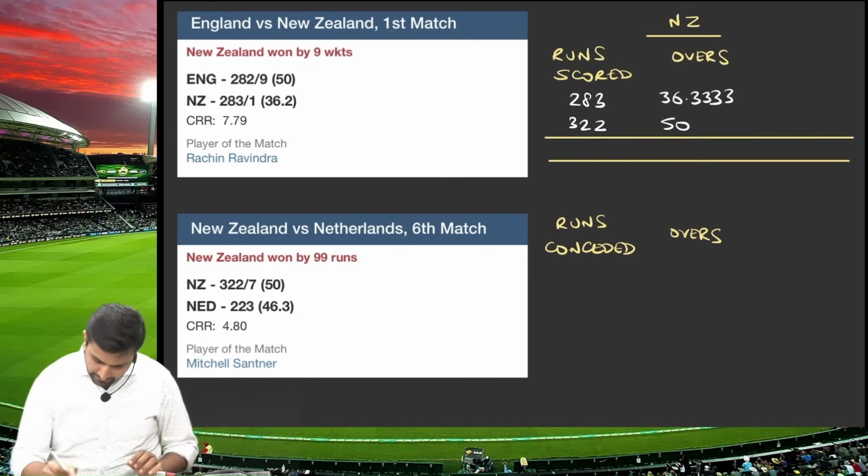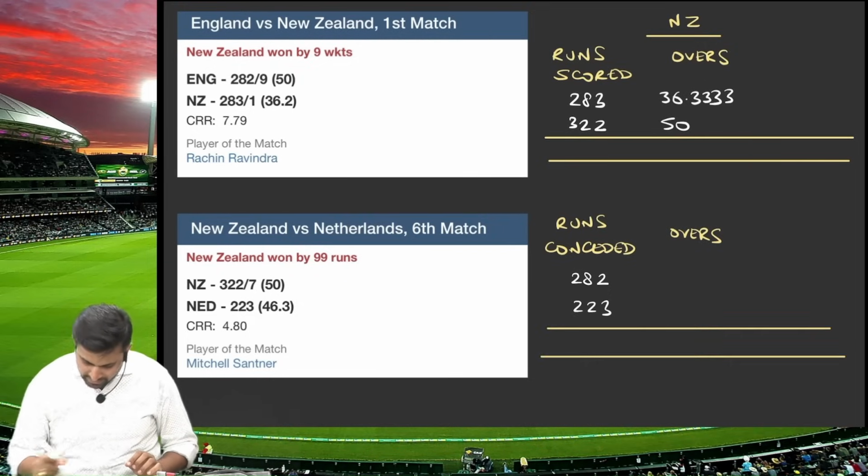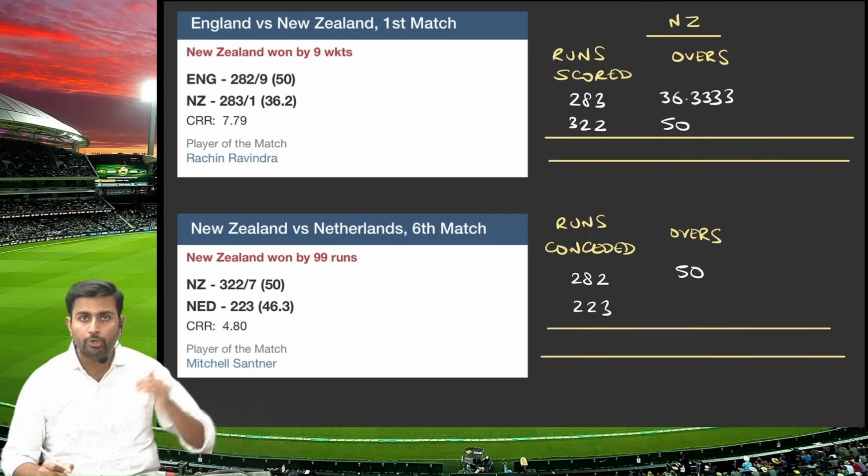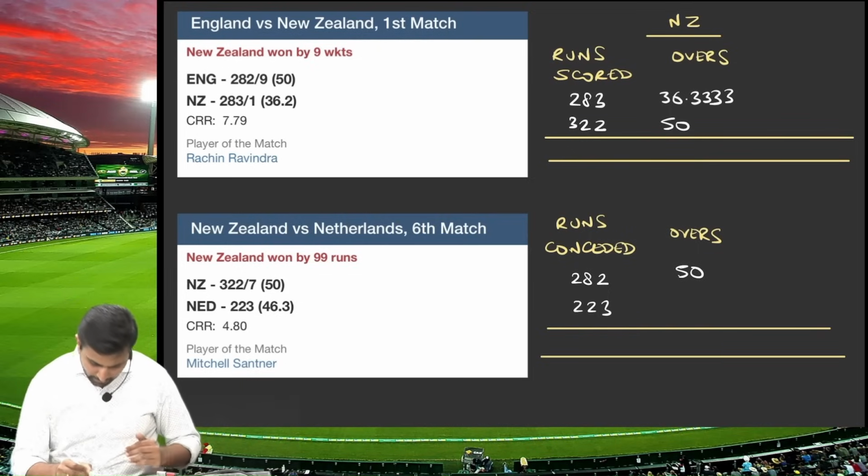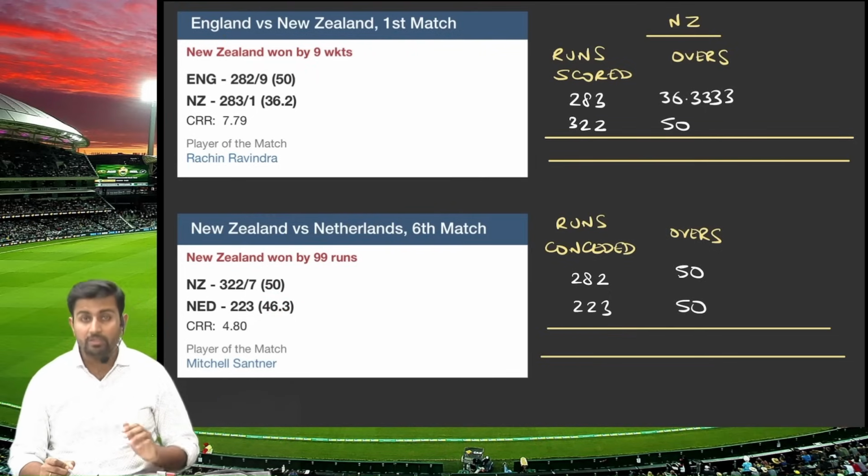So as you can see, New Zealand has conceded how many runs? Only 282 runs in their first match and 223 runs in the second match. Now, how many overs shall we consider for this? We will consider 50 overs for the first match that they bowled to England. And even though they have only bowled 46.3 overs to Netherlands, we will take 50 overs in entirety because the Netherlands team got bowled out, got all out in that match. So we will take 50 overs there.